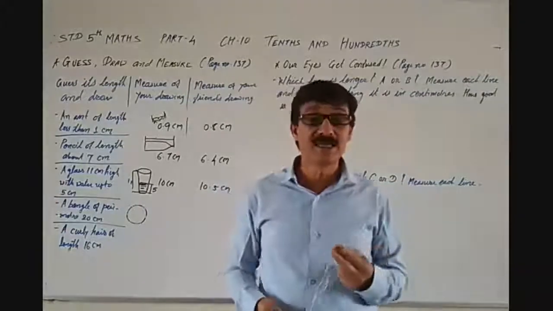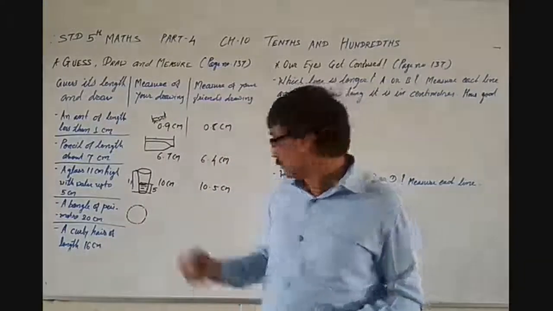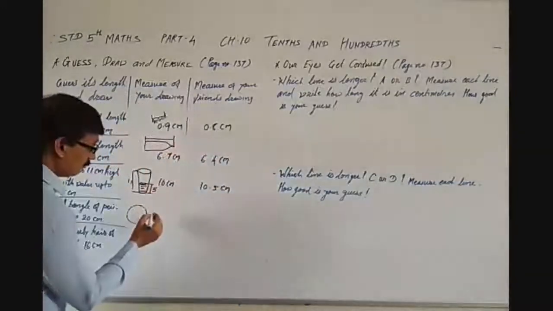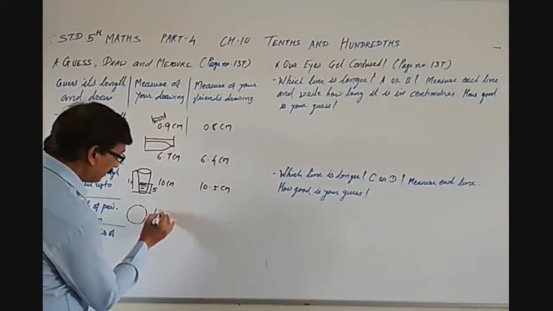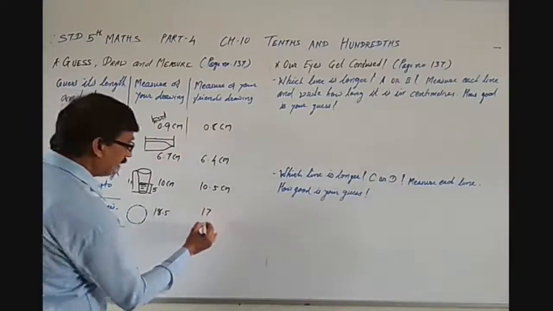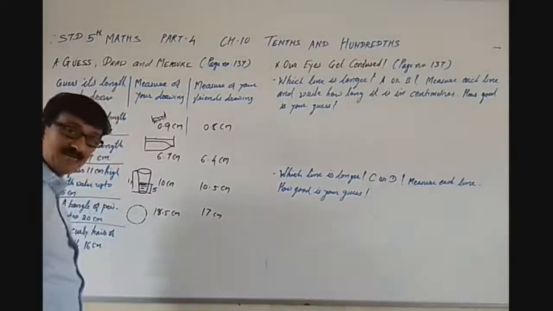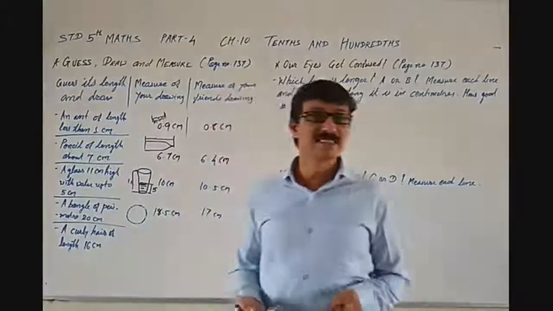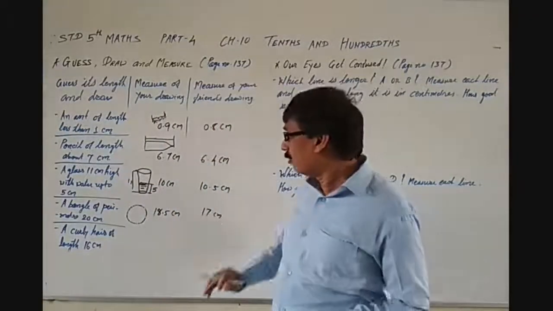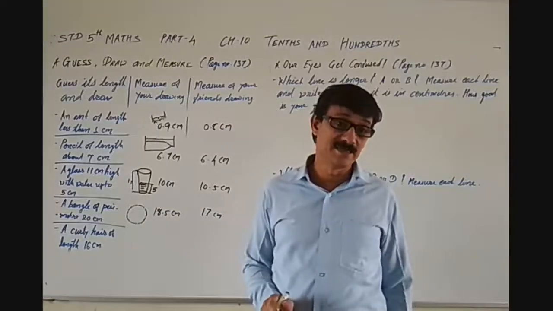Now whether it is 20 centimeter or not. Suppose your Bengal's perimeter is say 18.5 and your friend's is 17 centimeter. It may happen. It may not be exact. Now a curly hair of length 16 centimeter.